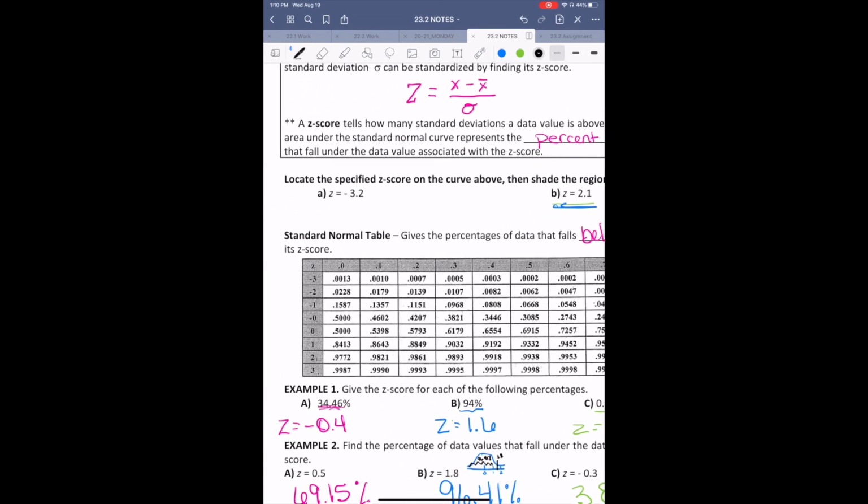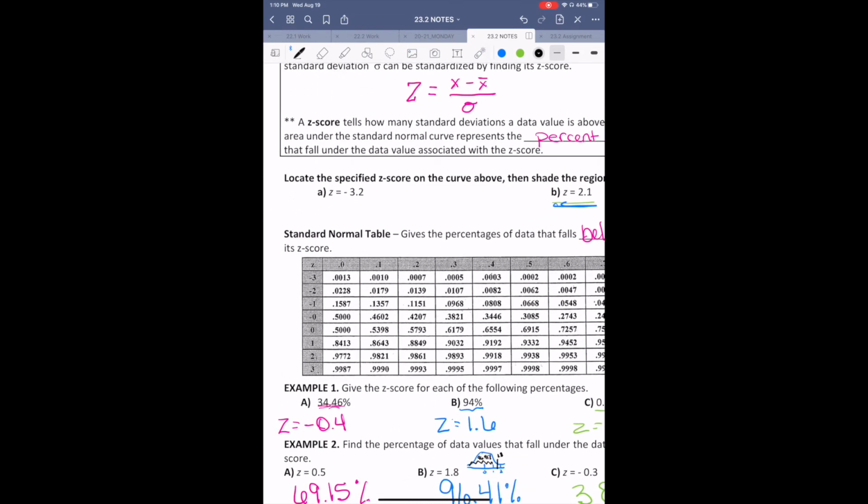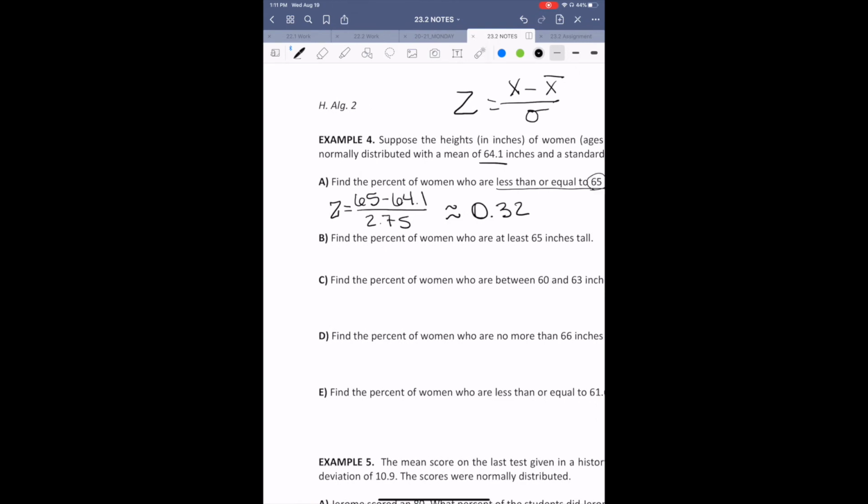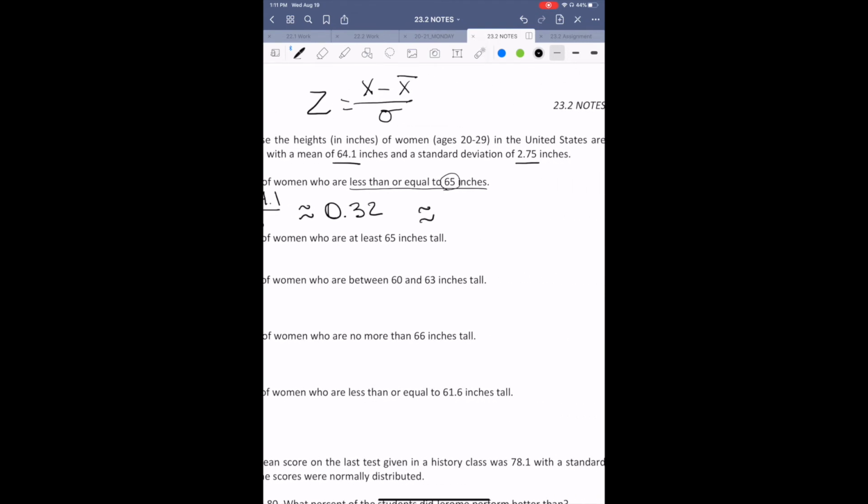Looking at our table, we don't have 0.32, right? We're rounding to the tenths. So if I go 0.3, you get 0.6179, which translates into about 61.79% of the data under 65 inches.